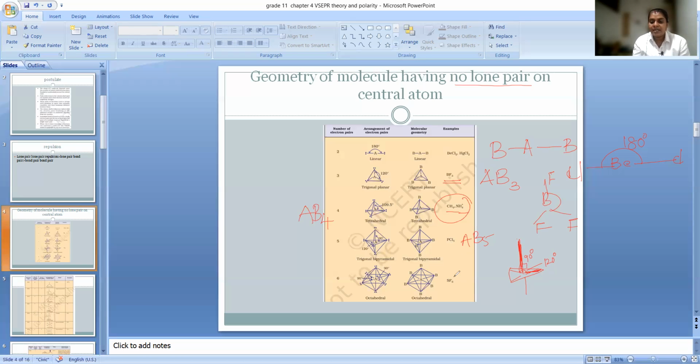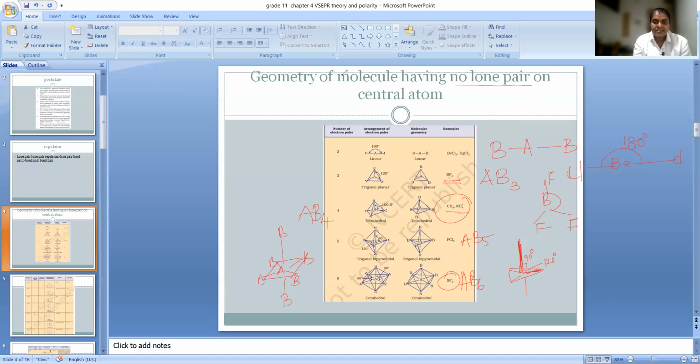Okay, and there are AB6 type molecules. What will happen here? It has an octahedral geometry, and all the bond angles will be 90 degrees. Like this, A with B, B, B, and up and down, like this.